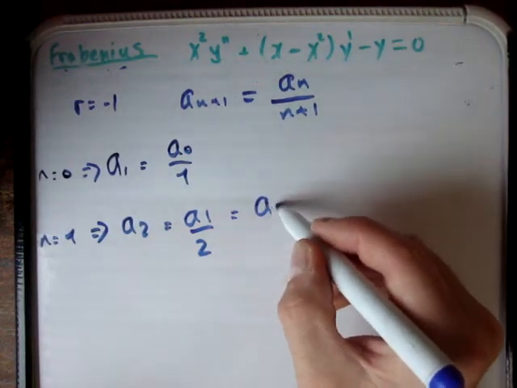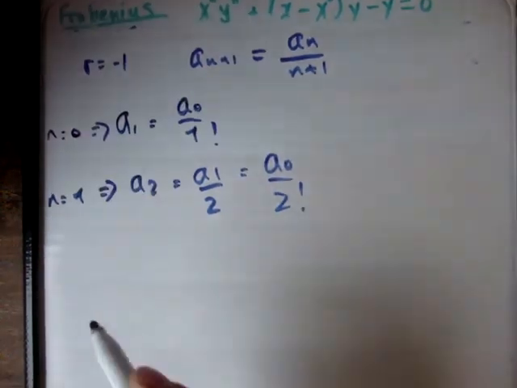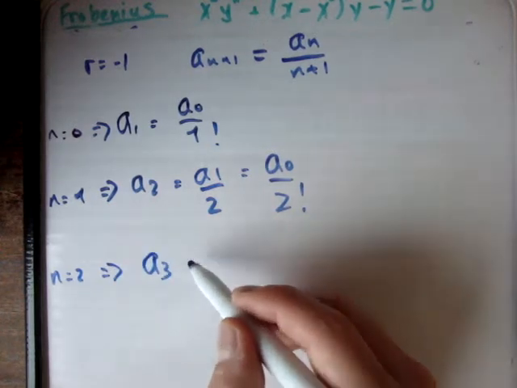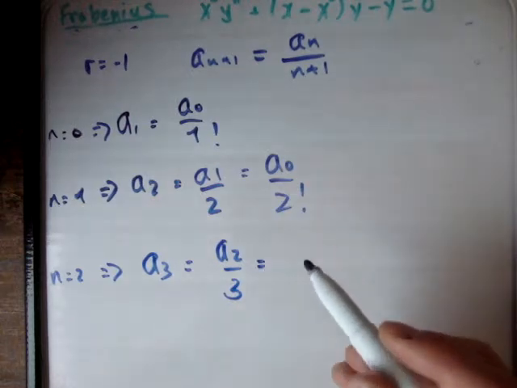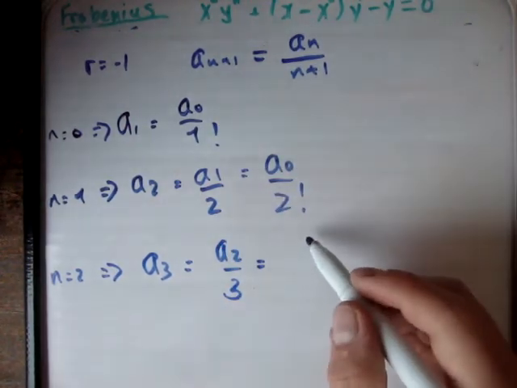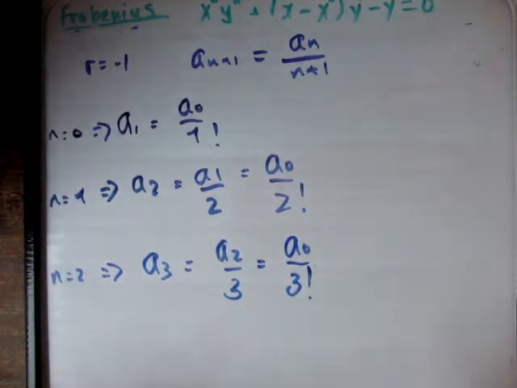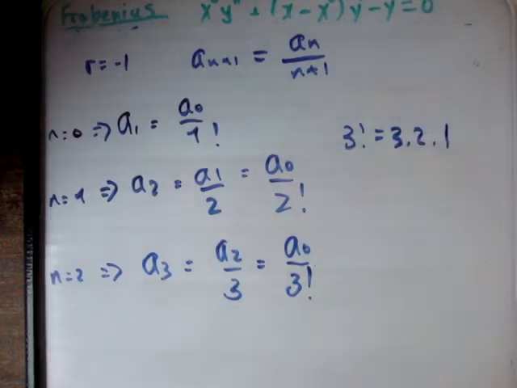We're going to find that it's a0 over 2, and we can now see that there are factorials involved in this. N is equal to 2. We're going to get that a3 is equal to a2 over 3, and we have a2, which is a0 over 2 factorial, so now we're going to get a0 over 3 factorial. Remember, 3 factorial is equal to 3 times 2 times 1.